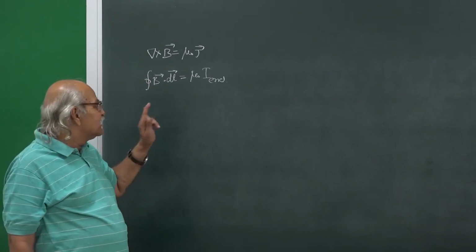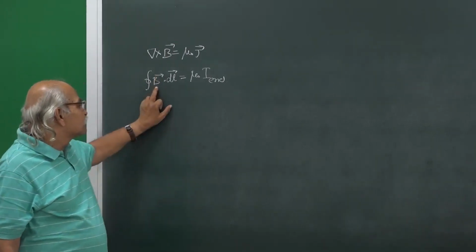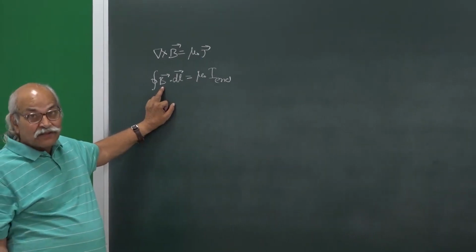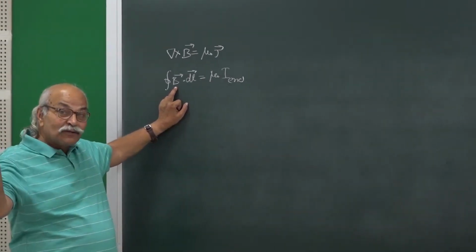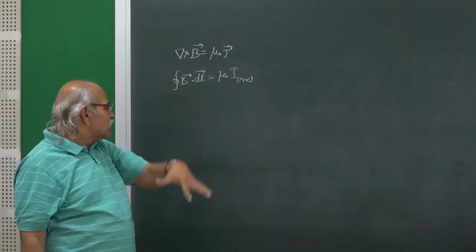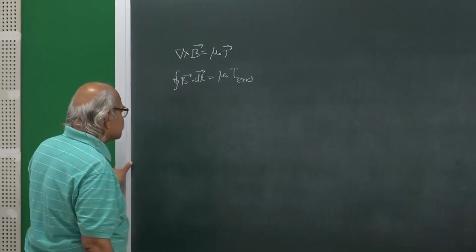The first thing we need is the direction of B. The direction of B should be known either by symmetry, or using the Biot-Savart law, or in whatever way, and only then can you really work it out. So, some examples, and it will be clear.